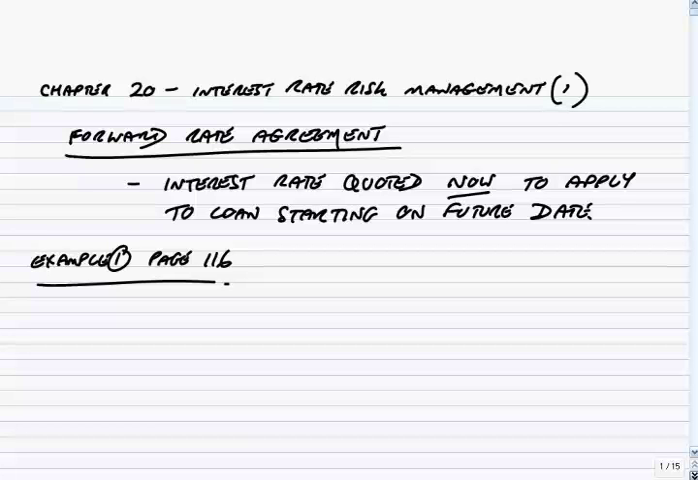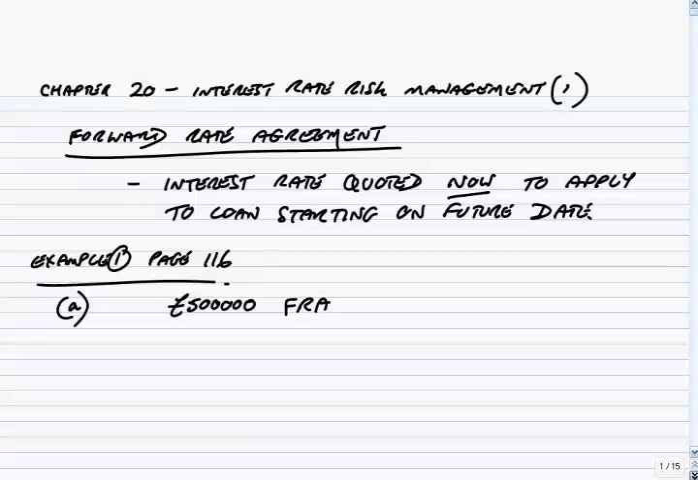Well, the first bit is just pure terminology. When we ask the bank, they're obviously going to need to know how much we're borrowing, for what period, and what day the loan will start. And the way we ask them, we tell them the amount. So what is it here? It's 500,000. We tell them we want a forward rate agreement, and the abbreviation is FRA. So we want a 500,000 FRA.